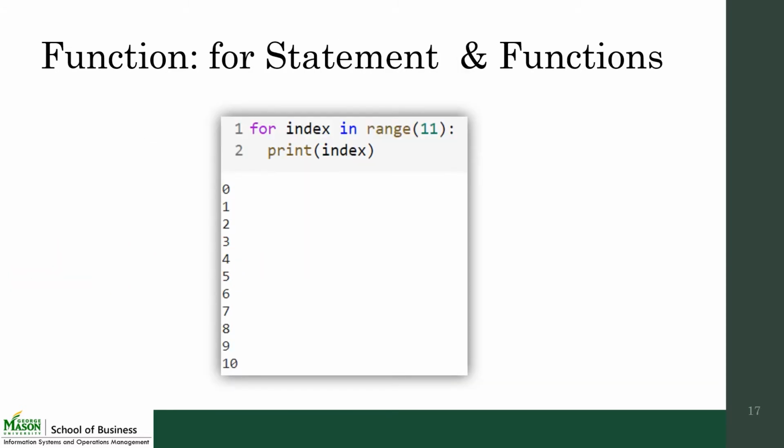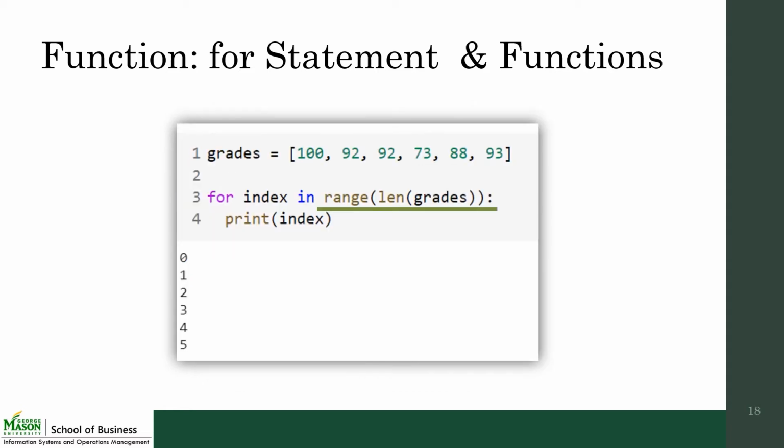A range is considered to be a sequence, also known as an iterable object, so it could be used in repetition statements such as a for loop. Here's an example of the range function and the len function being used together. The number of elements on the grades list will be used as the range. The len function is the only argument inside the range function, so the range will start at 0.